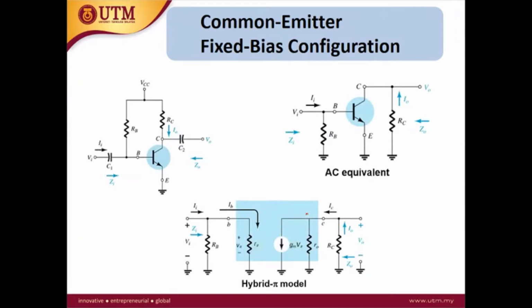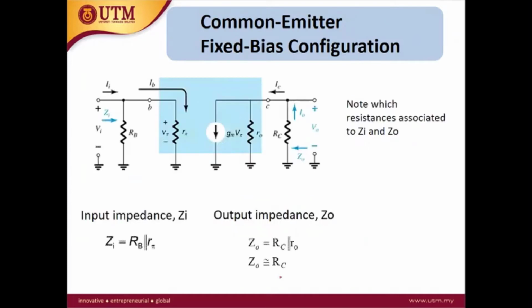Okay, how can we do this? First, if you have the circuit, you need to convert it to the mid-band equivalent circuit. Let's say we have done it in the previous video. The next step is to calculate the input and output impedance. The input impedance is ZI, the impedance seen from the input port. From the input port, you will see RB and RPi, connected in parallel. So ZI is equal to RB parallel with RPi.